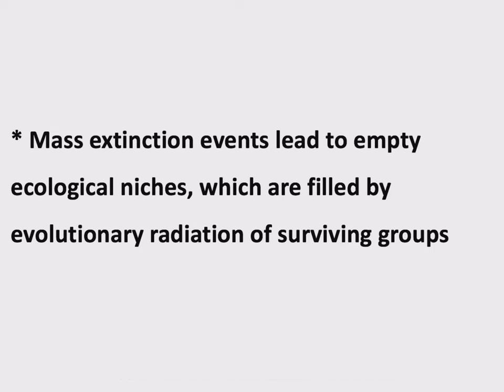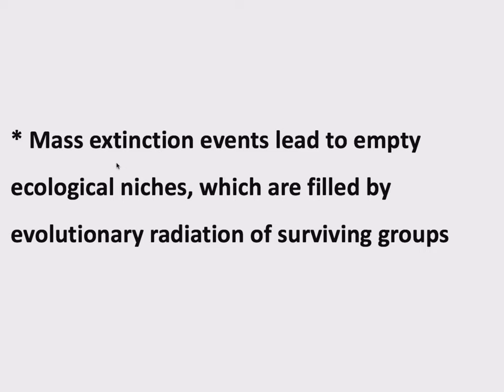So here's the takeaway message from talking about these mass extinctions. Mass extinction events lead to empty ecological niches, which are filled by evolutionary radiation of the surviving groups. So that's how we have the world we have today, the ancestors to all the successful birds and mammals we see in terrestrial and aquatic environments. We're able to get to those places because of the extinction of the stuff that was in those niches beforehand.